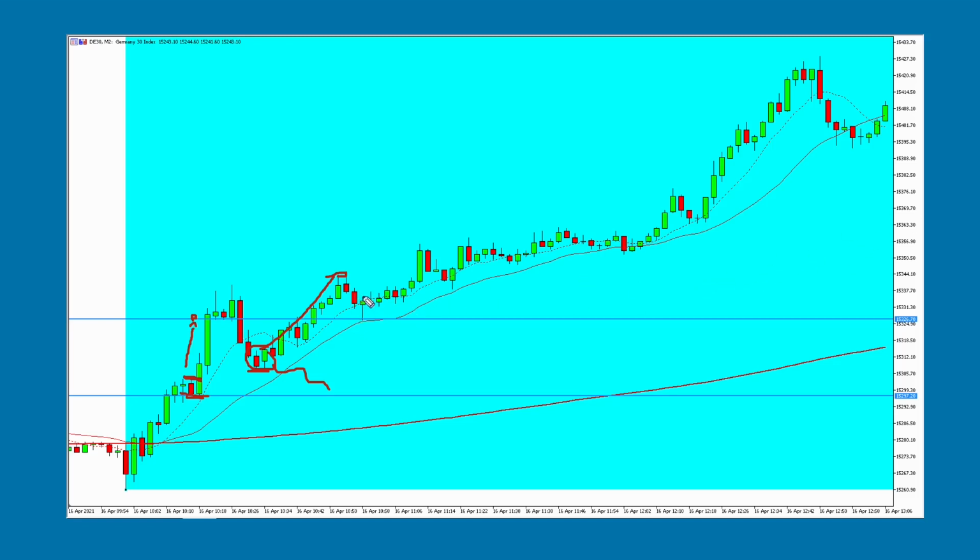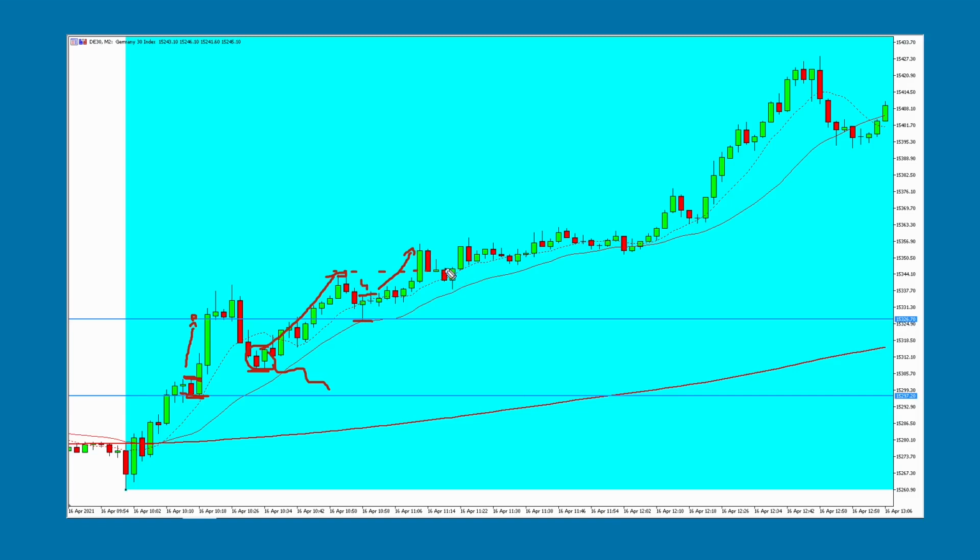At the break of the high of this pin bar, you can hit your buy button, you can put your stop loss under the pin bar, and then wait for the price to make a run and break the previous high. And then we have another pullback, the price coming down to the moving averages, being rejected.